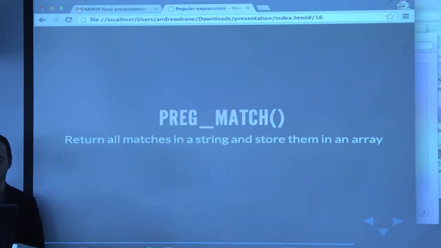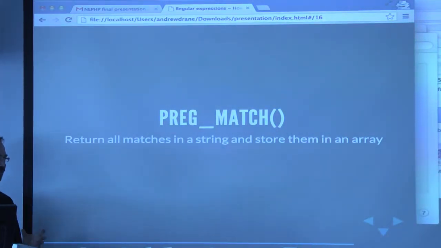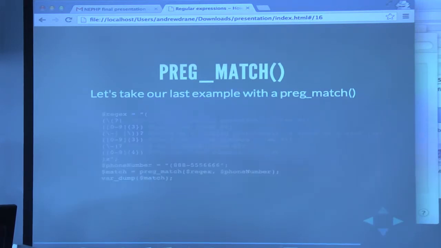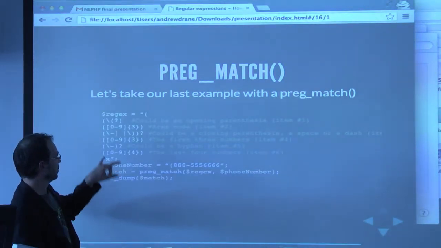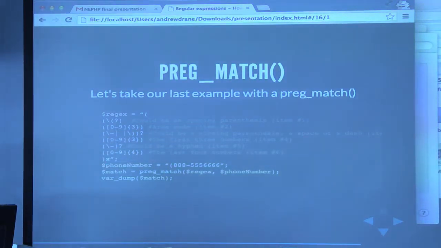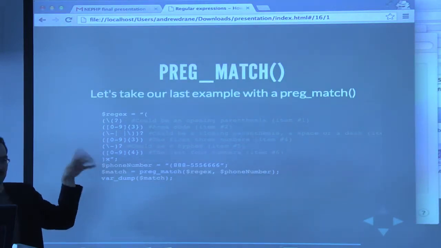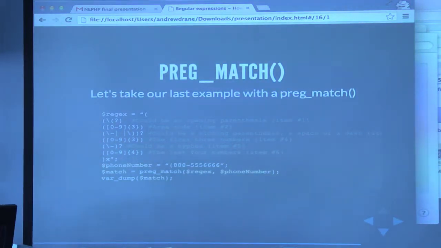And the last one that is often used in PHP is preg_match. If you want to make sure that the string matches some part of our regular expression, let's take our last example once again with the phone number. We want to be able to extract those digits part, and we also want to know, does it actually match a phone number? Is it the phone number, no matter how the user entered the digits or the hyphens or the parentheses?